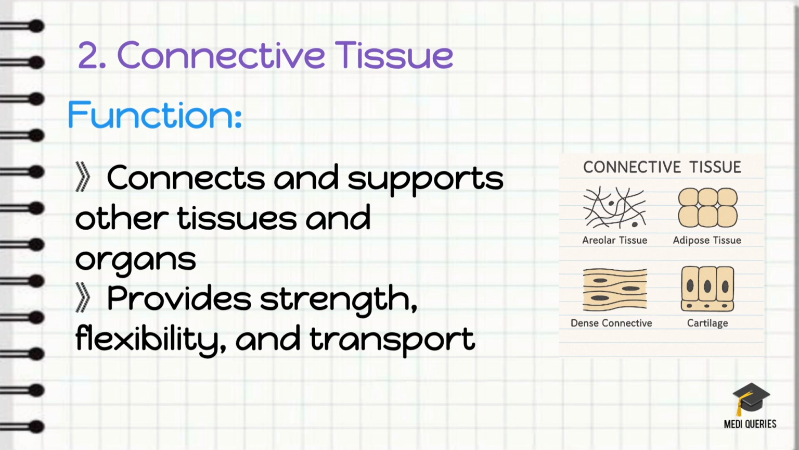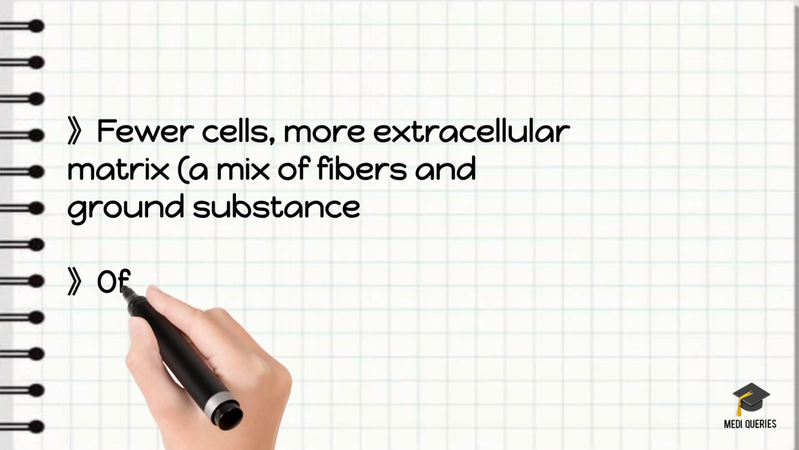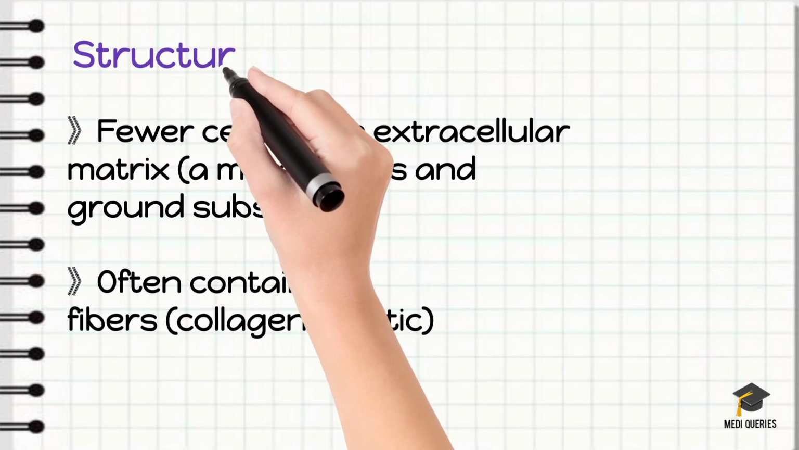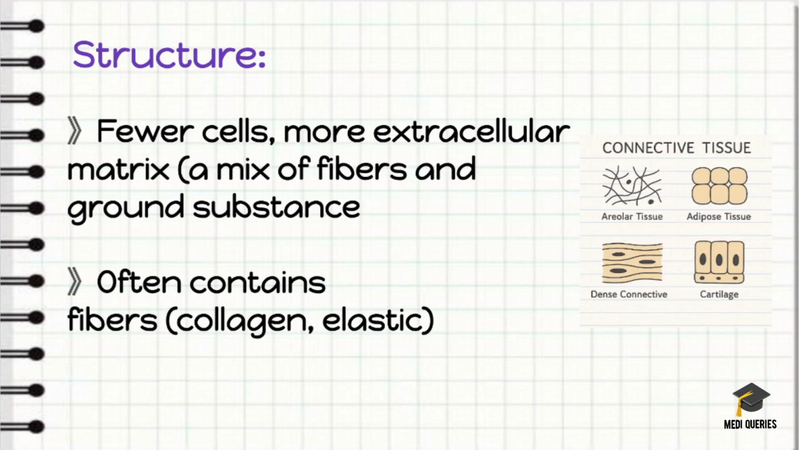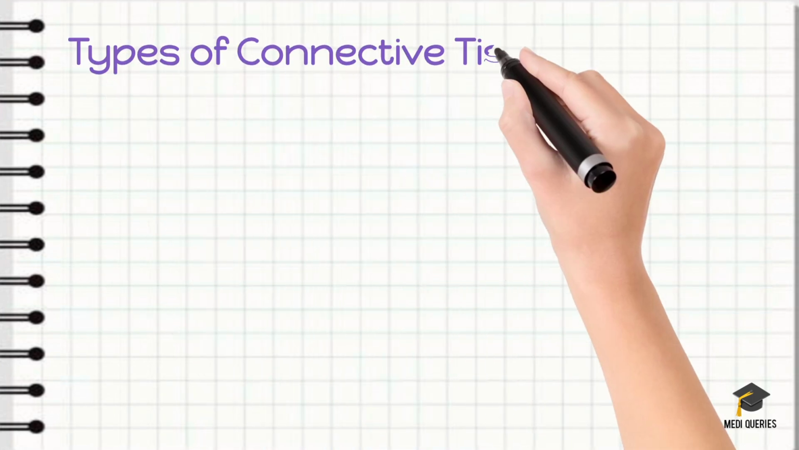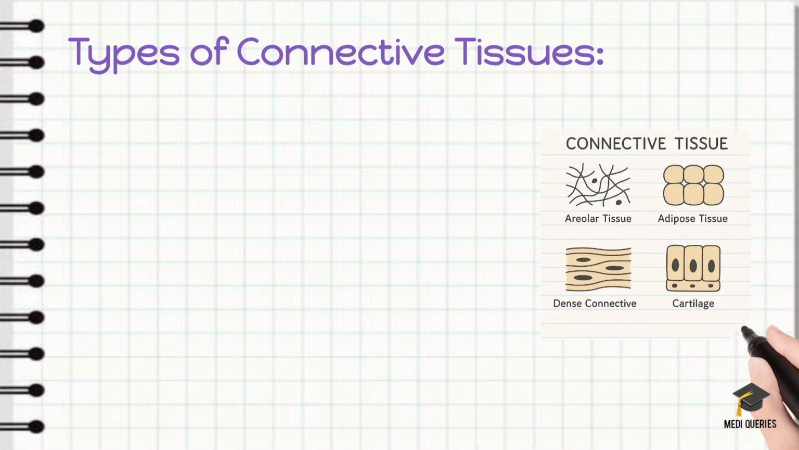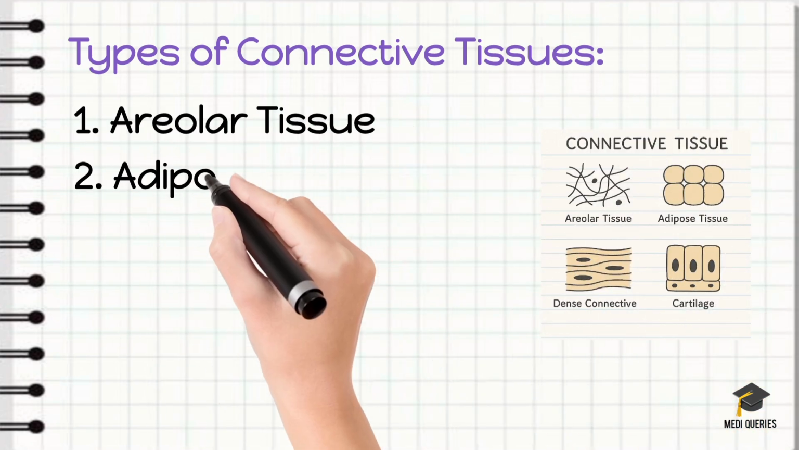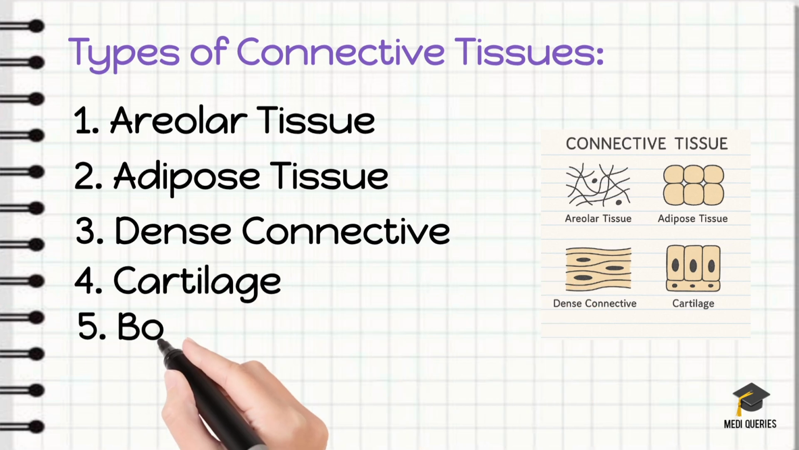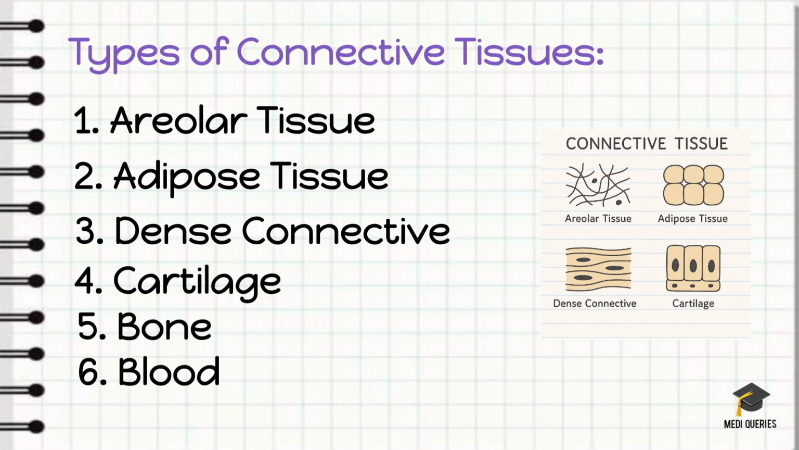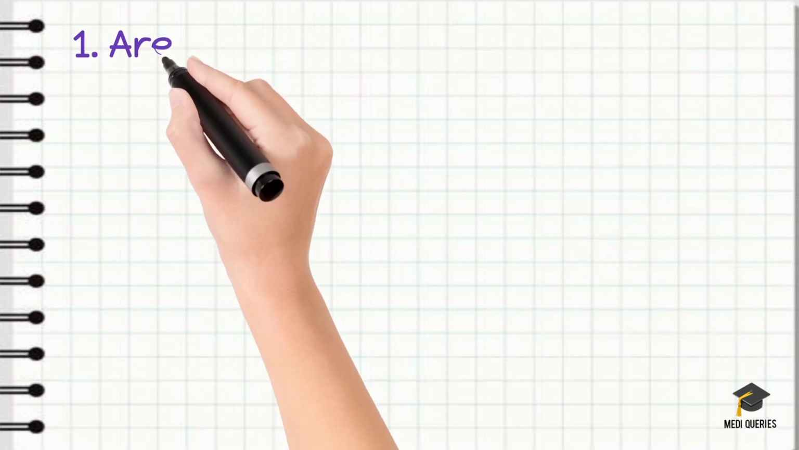Okay, coming to the structure, it has fewer cells, more extracellular matrices, a mix of fibers and ground substances. So it often contains fibers like collagen and elastic fibers. Coming to the types, it has so many types like areolar tissues, adipose tissues, dense connective tissues, cartilage, bone and blood. So blood is also a tissue, that is a fluid tissue. Okay, we will see one by one clearly.